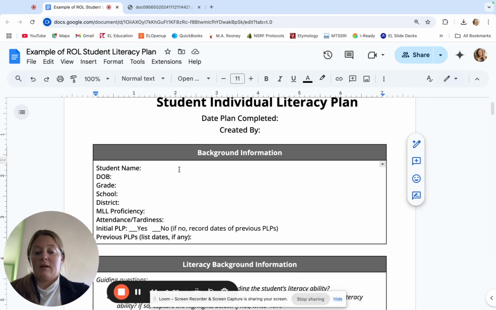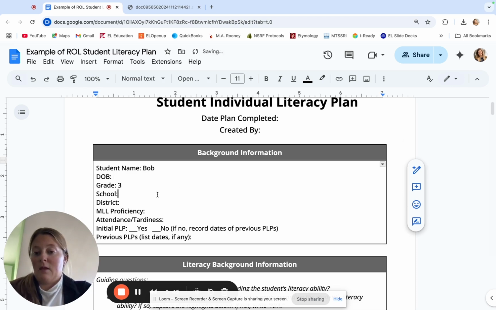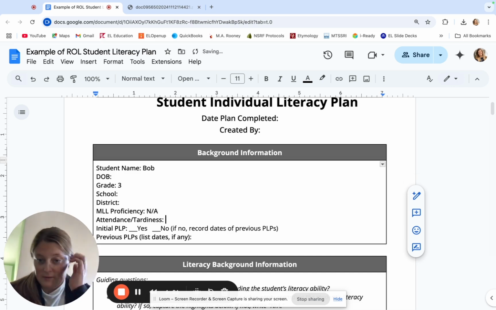So for the sake of keeping the student's identity safe, I blocked out their name, and we're just going to call this student Bob. Don't know the date of birth, third grade. Don't know the school, the district. This student is not an MLL student, not multi-language learners, so I'm going to put not applicable there. Attendance or tardiness. I know that this student is not a level of concern, so I'm going to put not applicable for this one as well.